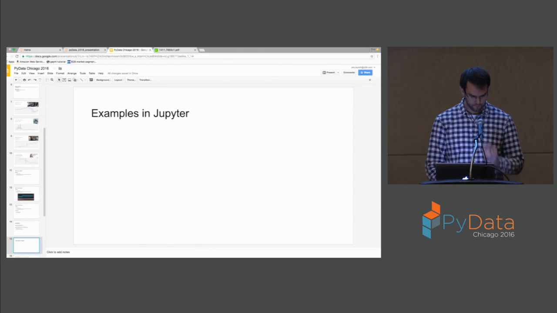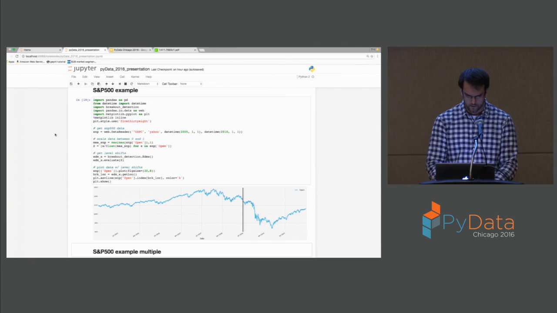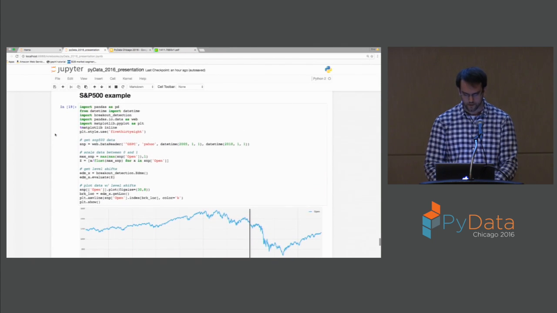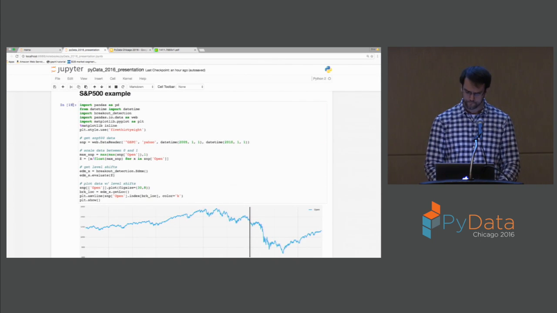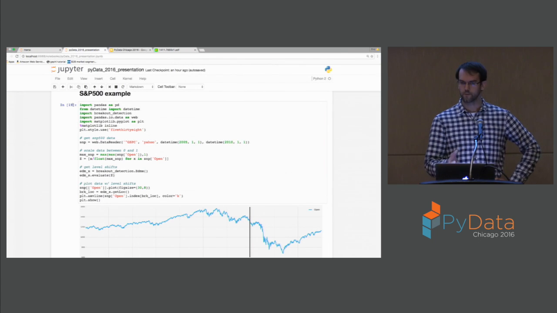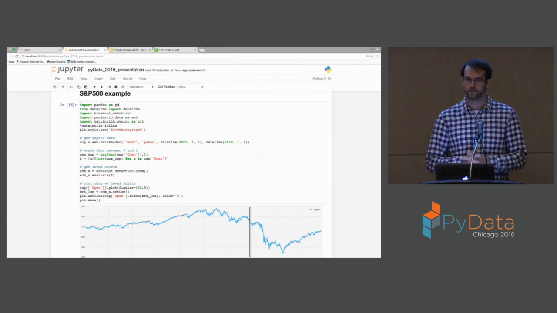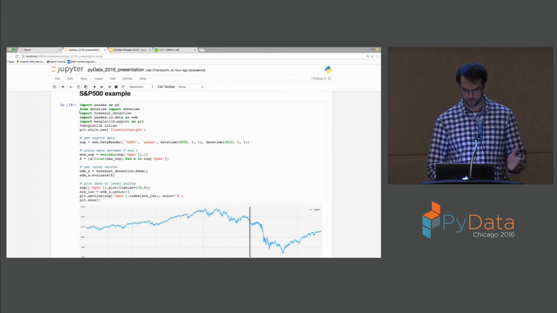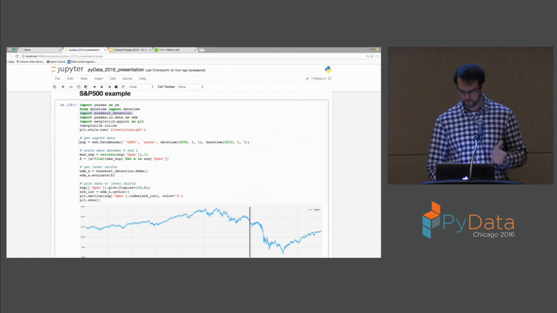I have a few examples in Jupyter here. See that okay? All right, so first, here's the code that I use to generate those graphs. I have some imports, and I'm using pandas' wrapper for the Yahoo Finance API. Once you've installed breakout detection, you just import breakout detection like that. And here I get the data that I want. This is getting S&P 500 data.